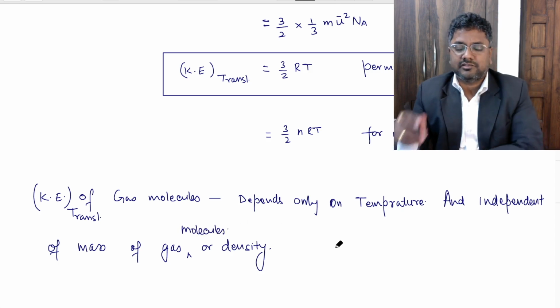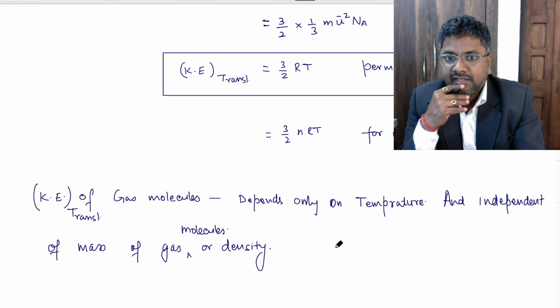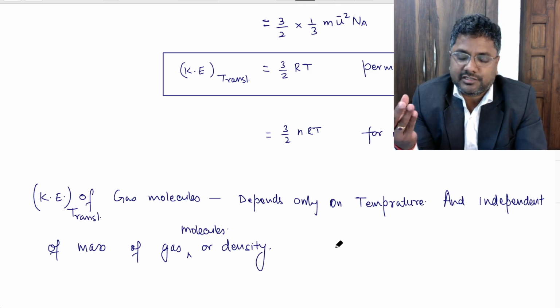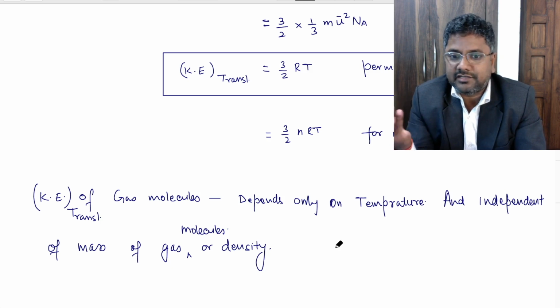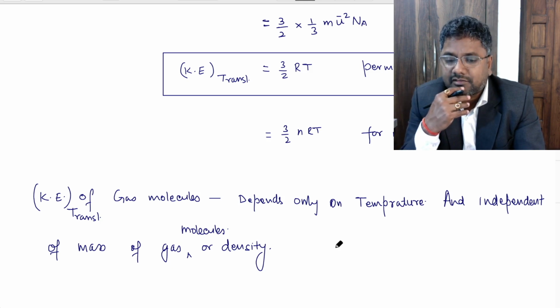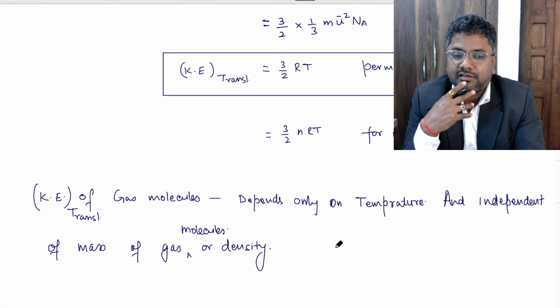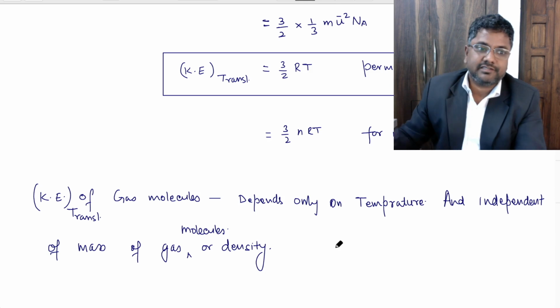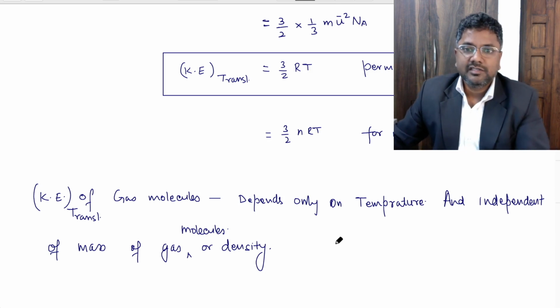Gas molecules or its density. Generally, in physics, kinetic energy depends on the mass and velocity. But for gases, it is independent of what? I mean, the mass or density of the gas molecules, right?